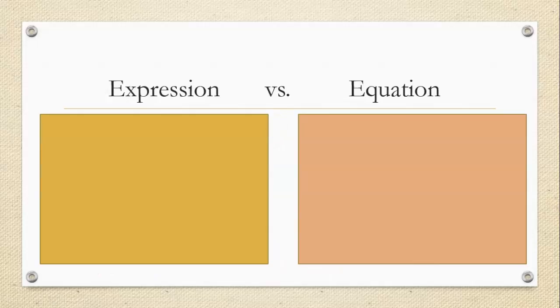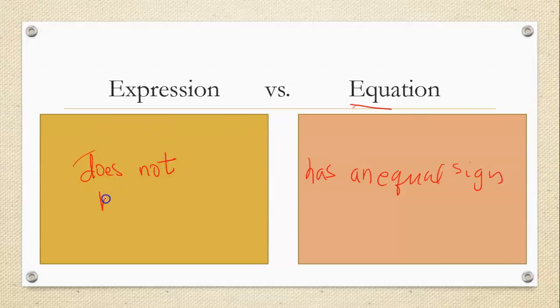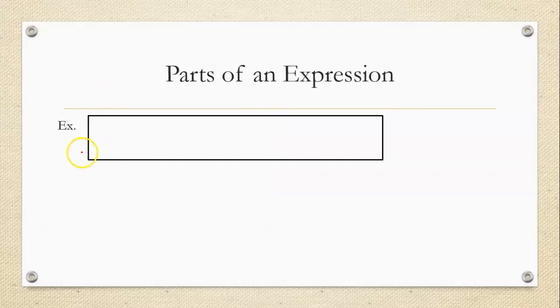All right, let's talk about the difference between an expression and an equation. And a lot of people find this really intuitive because the difference is in the name even. An equation has an equal sign. That's the main difference. So an equation has an equal sign, and an expression does not have an equal sign. That's it. That's the main difference. We're going to look at the parts of an expression next and the parts of an equation. I'm going to make one up for us here.